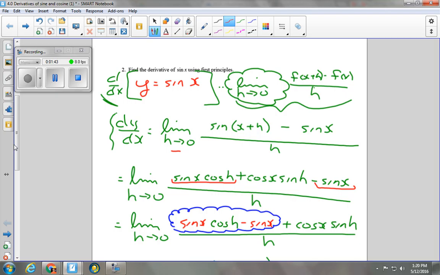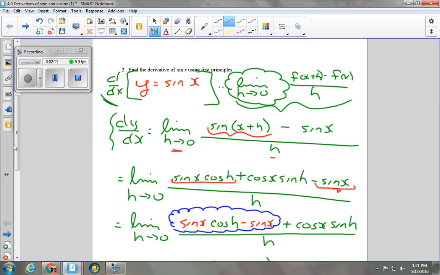So the limit as h approaches 0 of sine x plus h minus sine x over h. One little trick is we can say that sine x plus h is the same thing as sine x cos h plus cos x sine h, just one of our identities. And then minus sine x again on this side, all over h.